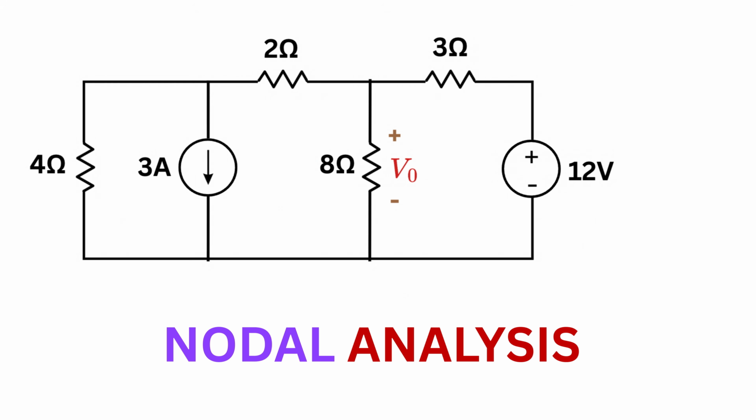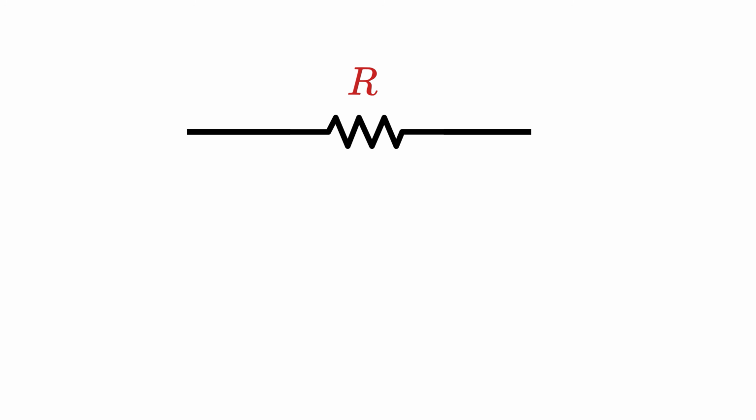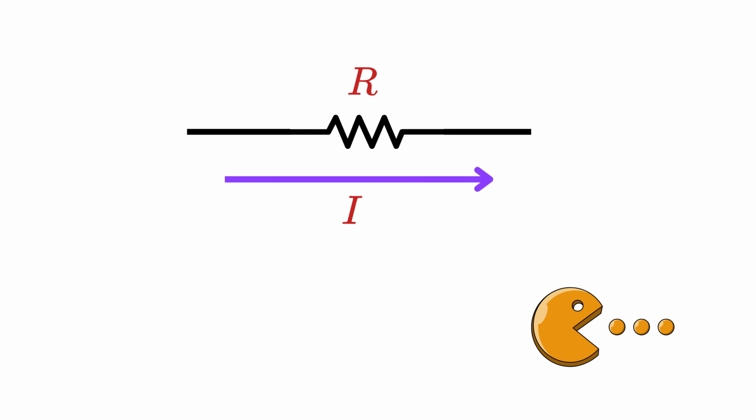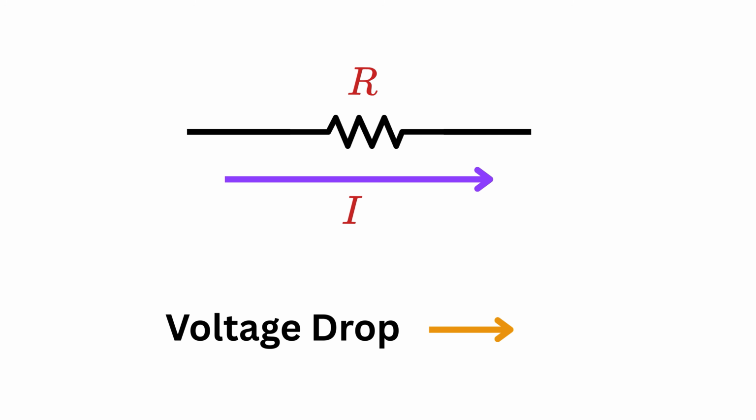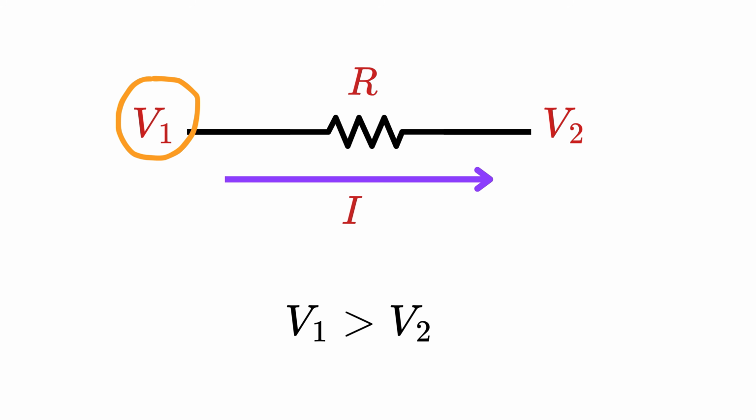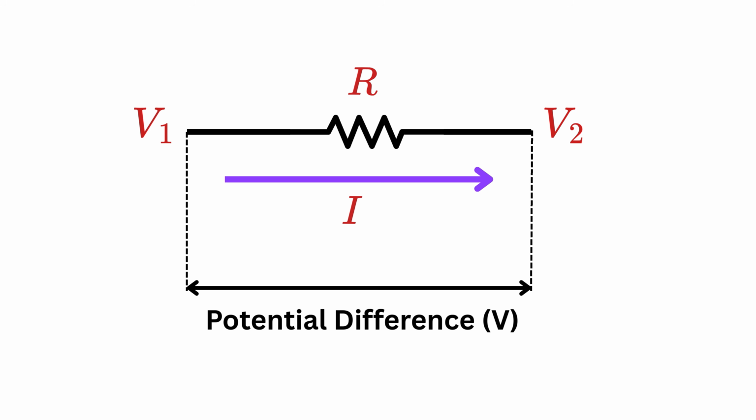analysis method. Before we move further, always note that if we have a resistor and a current flows through it in this direction, then the resistor acts like a voltage eater, and this is called a voltage drop across the resistor. The voltage drops in the direction of the flow of the current. So, if the current goes left to right, the left side of the resistor is at a higher voltage, and the right side is at a lower voltage. This creates a potential difference across the resistor.